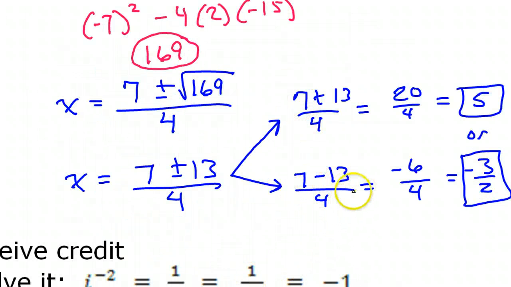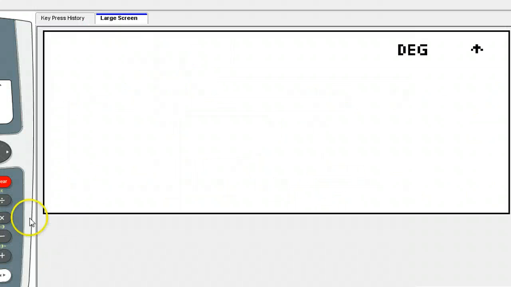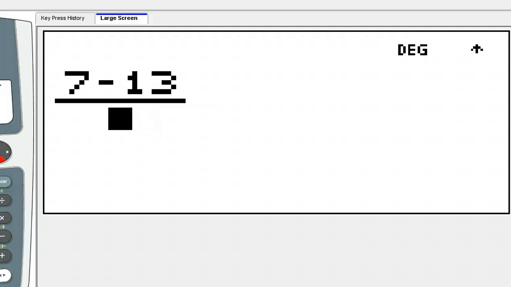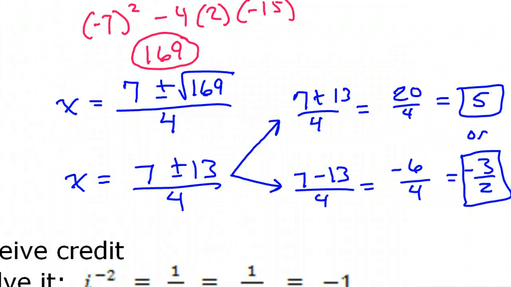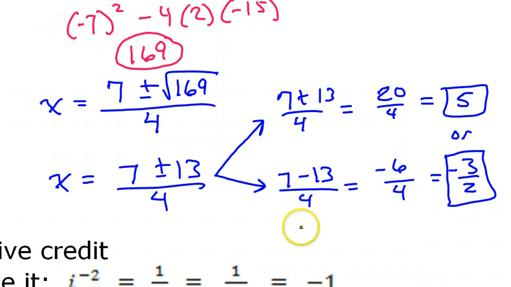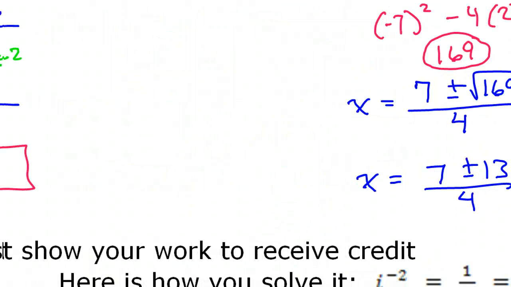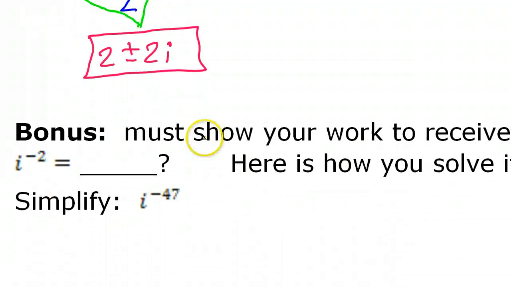Okay, if anybody needs this, please understand you could use a calculator at this point. 7 minus 13 over 4. If you're really bad at arithmetic, then just understand you could do 7 minus 13 over 4 like that and just get your negative 3 over 2. I'm hoping you don't need that, but I'd rather you use a calculator than get the wrong answer every time. Okay, alright, that leaves only the bonus. So let's take a look at that.